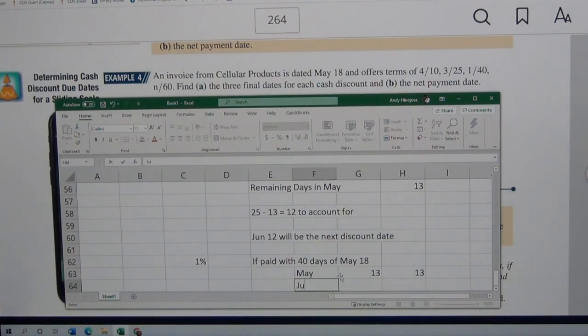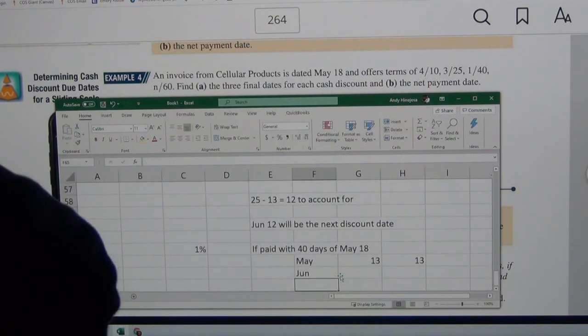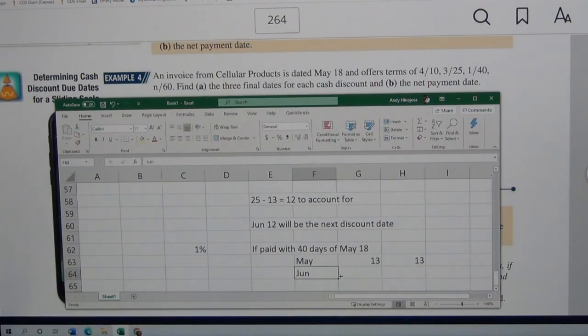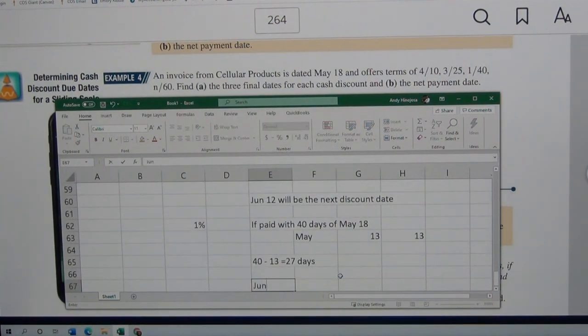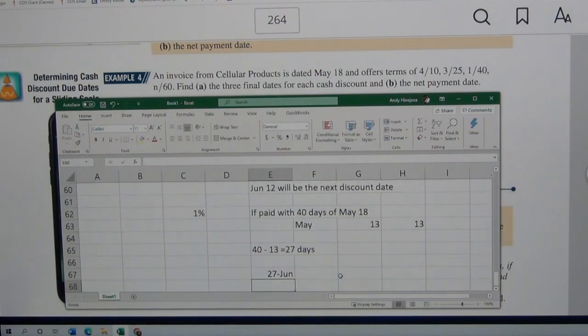Now May, June, there's 30 days in June. We need 40 days, and we've accounted for 13 of them. So with 40, we'll take 40 minus the 13, which will give us 27 days. So then we need to pay this on June 27th. Yep, that confirms. 1% due 27th.